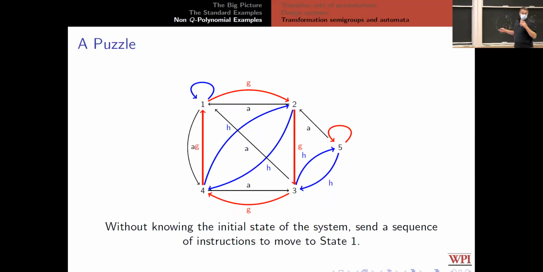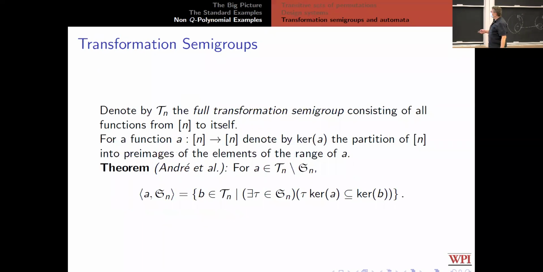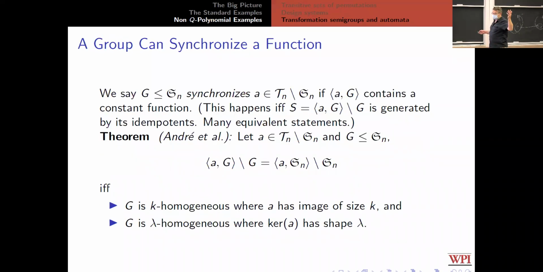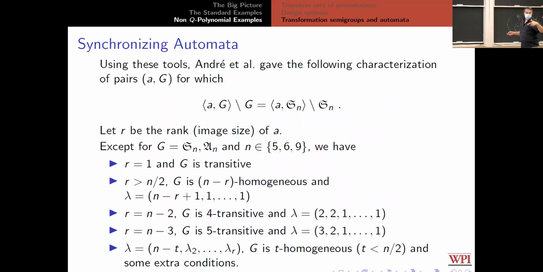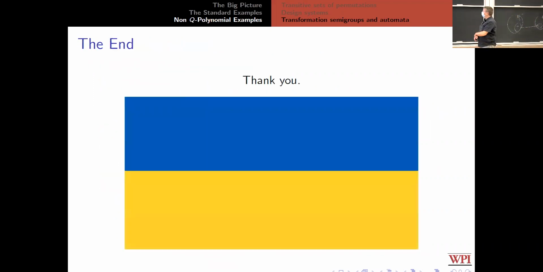I was going to tell you that there's an application of the symmetric group thing to synchronization of automata. So this is Cameron and co-authors, and they look at the full transformation semigroup, and synchronizing automata shows up in terms of the semigroup that's generated by these things, the Cerny conjecture. There's a solution. Oh, I don't want to show you the solution to the puzzle. Thank you for your time.